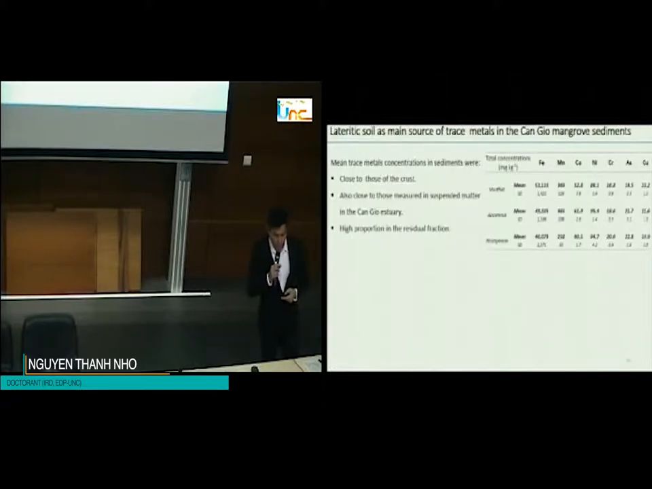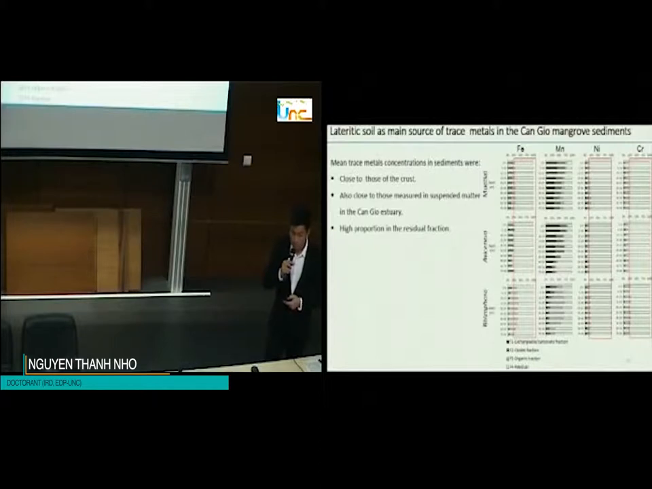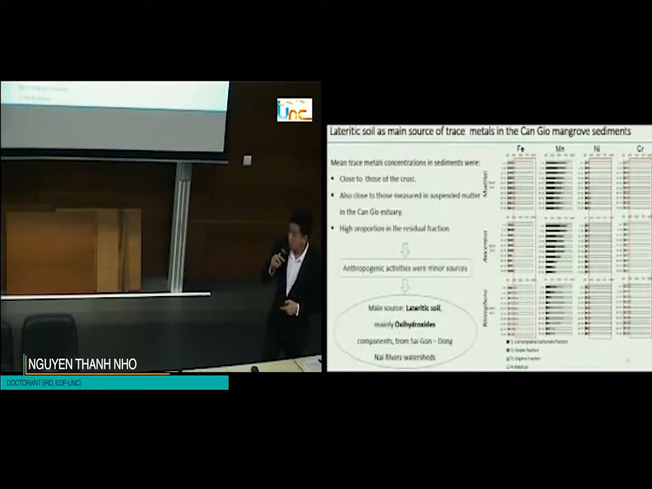For the main results on trace metal in the sediment, the low to mean trace metal concentrations in sediment were low compared to those of the crust, and also low compared to those measured in the suspended matter in the Can Gio mangrove, with a high proportion in the residual fraction. We suggest that despite being downstream of a developing megacity, characterized by low urban wastewater treatment, trace metal accumulation in the mangrove sediment was relatively limited. We consider that the main source of trace metal in Can Gio mangrove was natural and originated from the Saigon and Dong Nai River watershed, composed of lateritic soil, mainly oxyhydroxide.